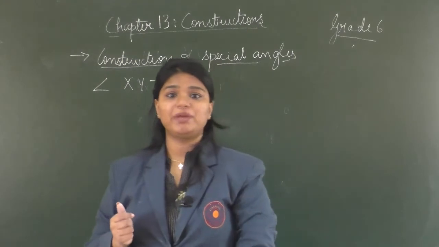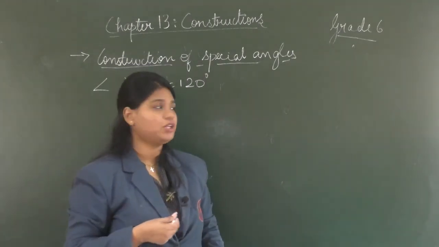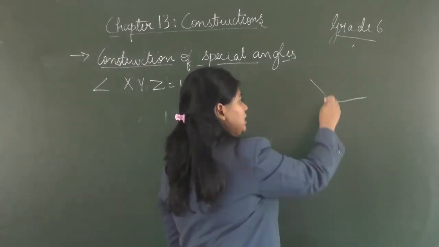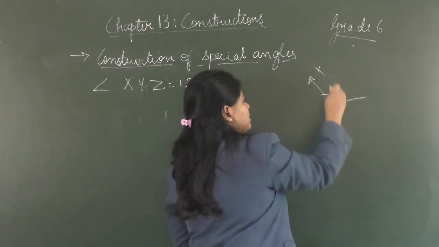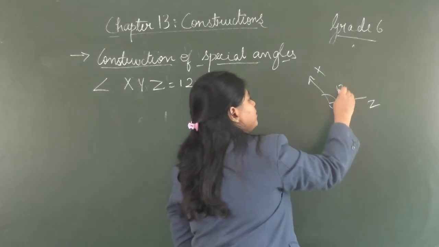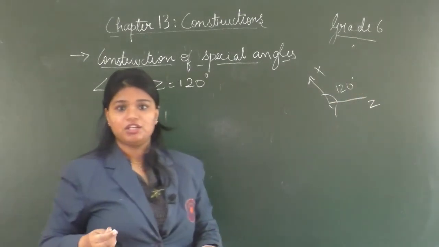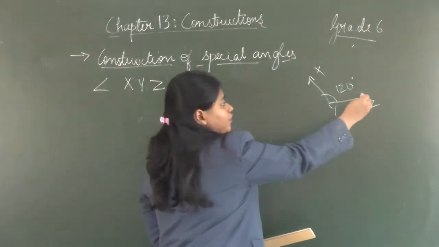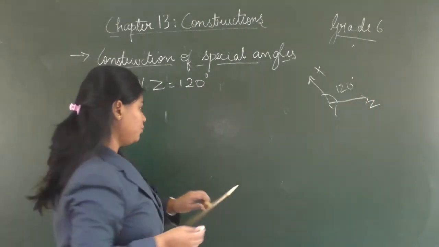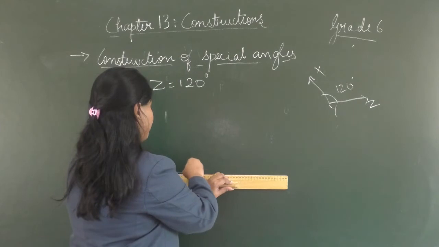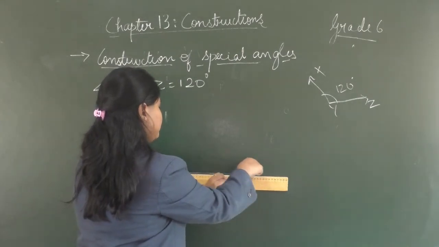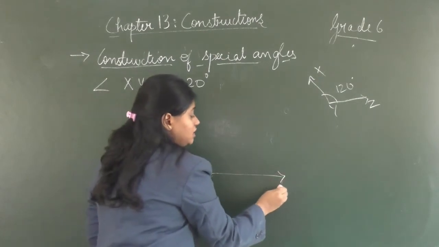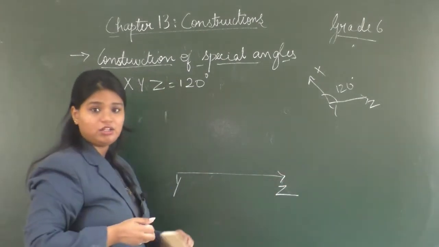Okay, so first we will make a rough sketch of angle 120 degree. We know that it will be an obtuse angle. So this is X, Y, Z and it has to be 120 degree. So the base arm is YZ. So I will make YZ using the ruler, right? So I made a straight line and named it as YZ. It's a ray, right? YZ.